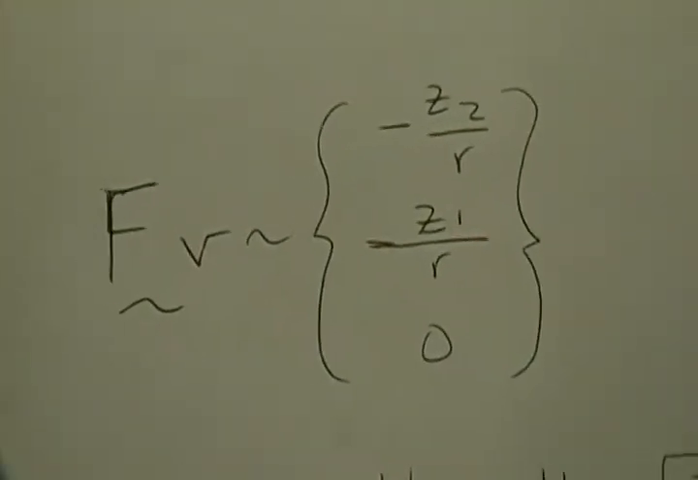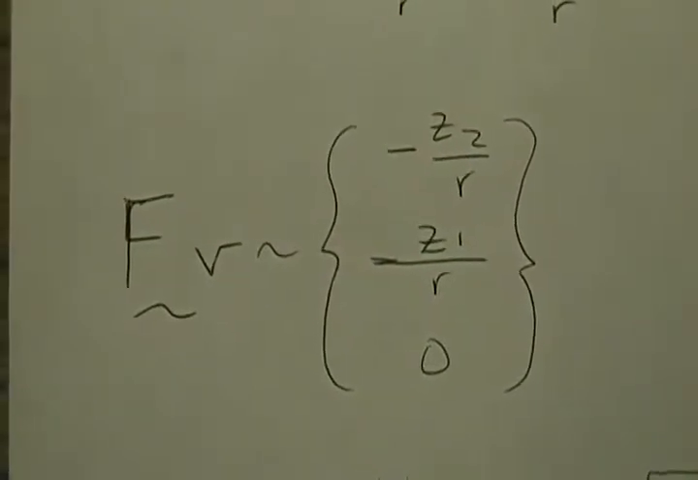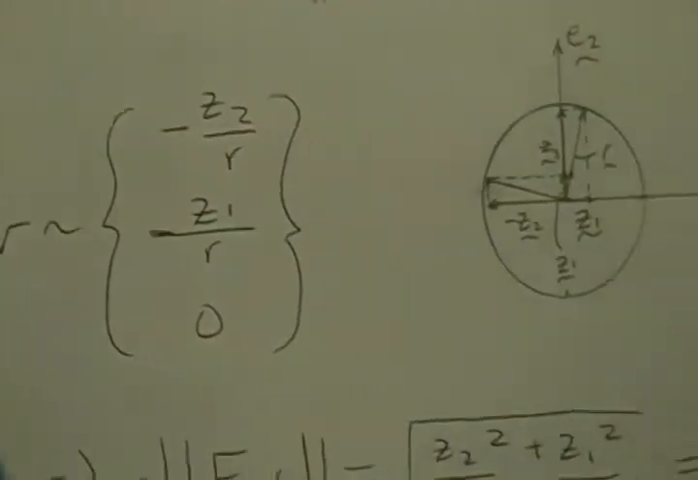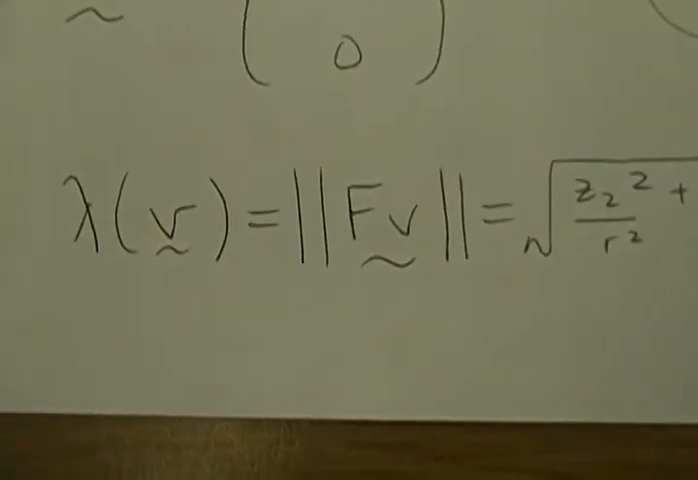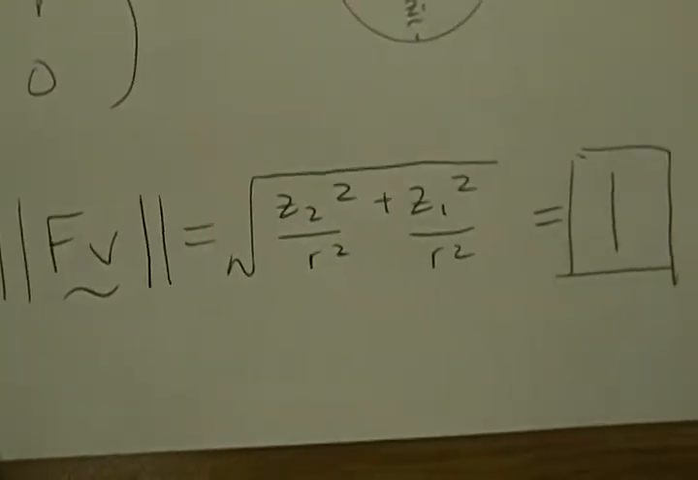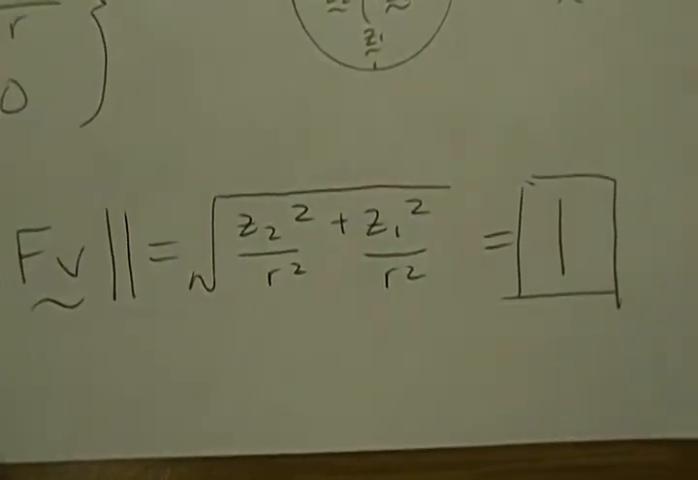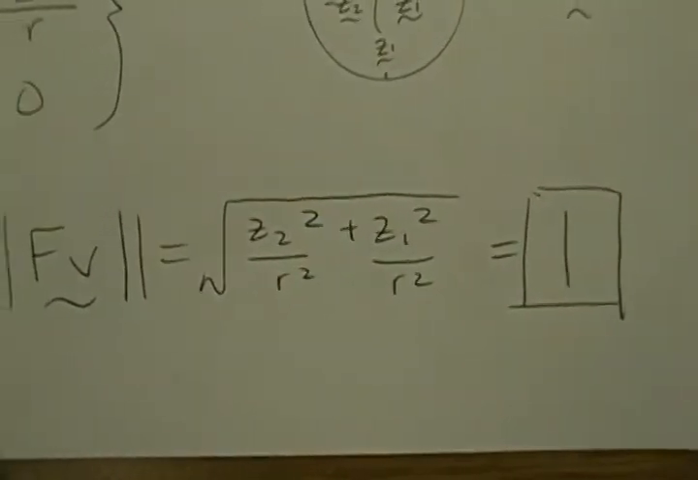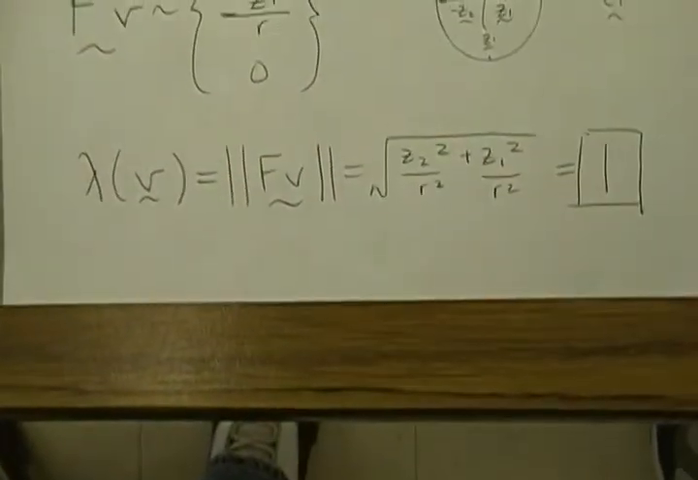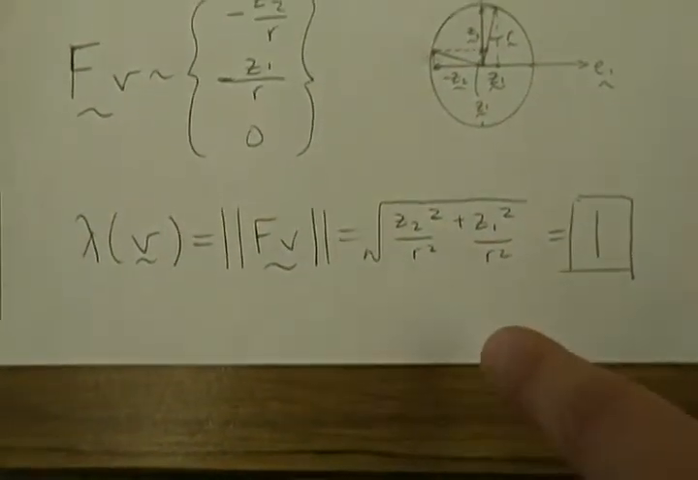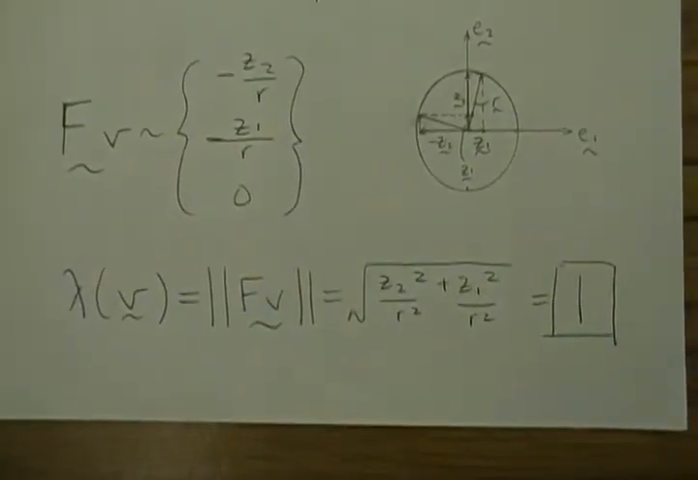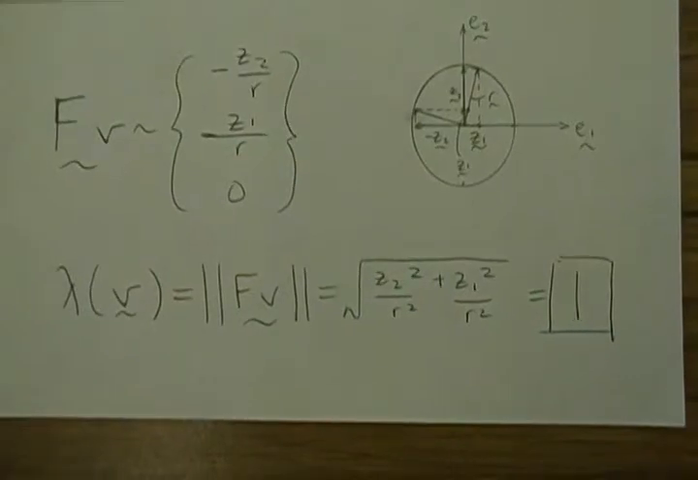So the final F operating on v is negative z2 over r, z1 over r, 0. And the stretch in the v direction is, as before, the square root of the sum of the squares of the components of the Fv vector. And the final answer, when you substitute 1 in for z2 squared plus z1 squared over r squared, you get 1 as your stretch.